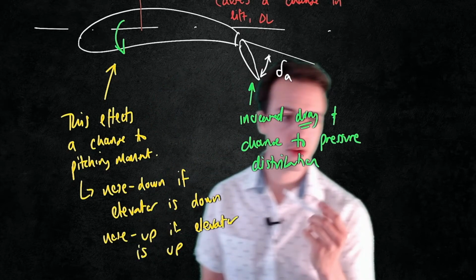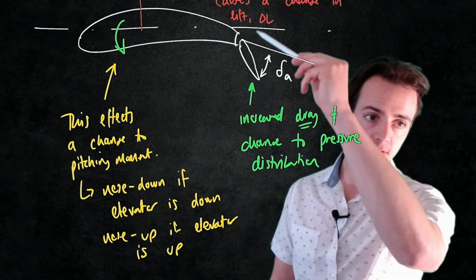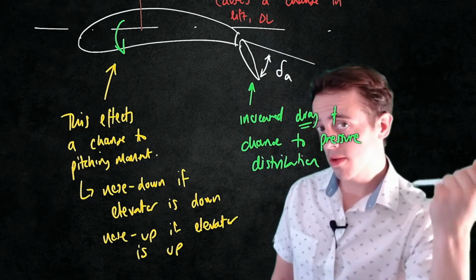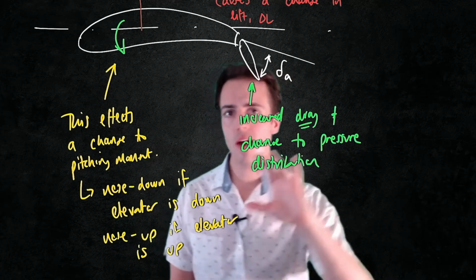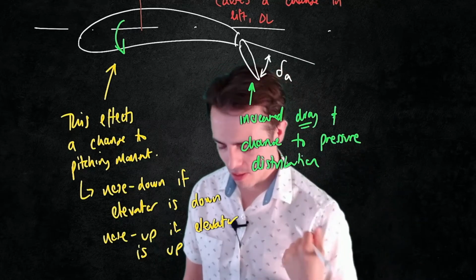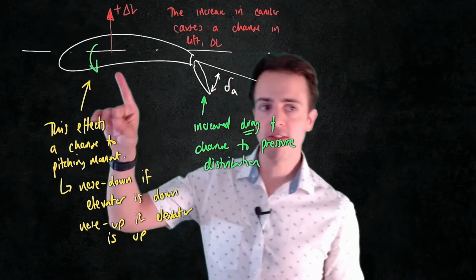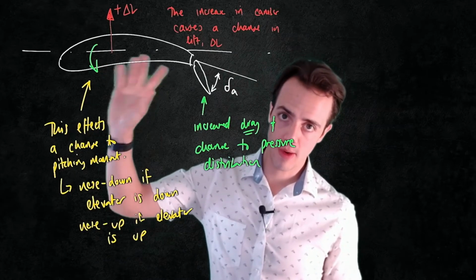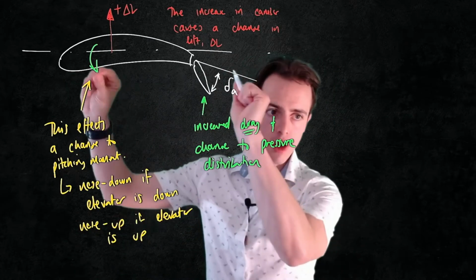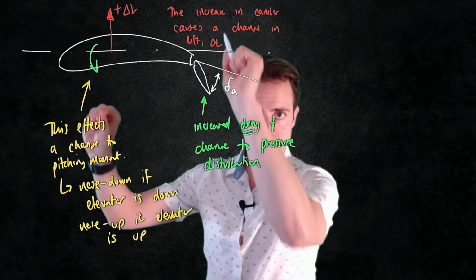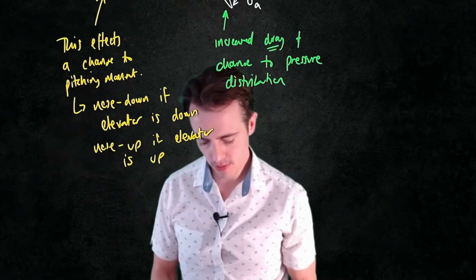Okay, so that's going to cause a nose down pitching moment if the aileron is deflected downwards, and it will cause a nose up pitching moment if the aileron is deflected upwards. And hopefully you guys can see what the problem is going to be here. If we have a pitching moment that's going nose down, wings are not rigid. That will cause the whole wing to change its incidence downwards.